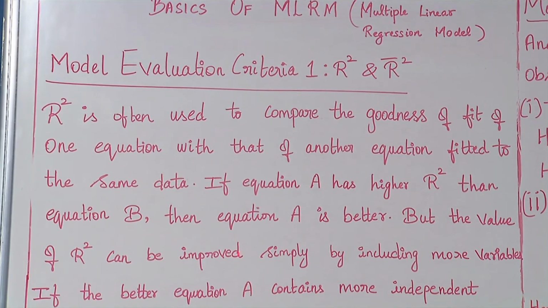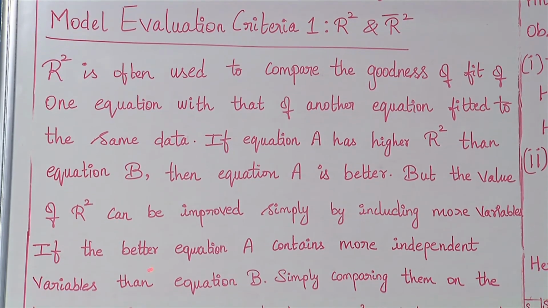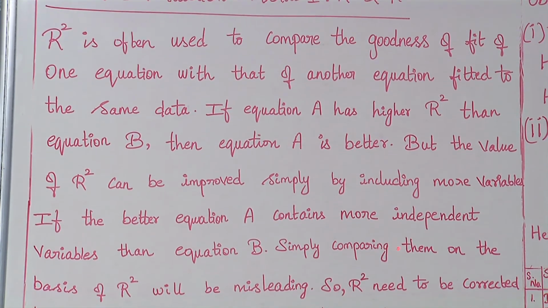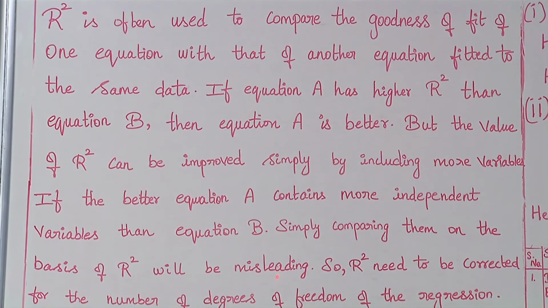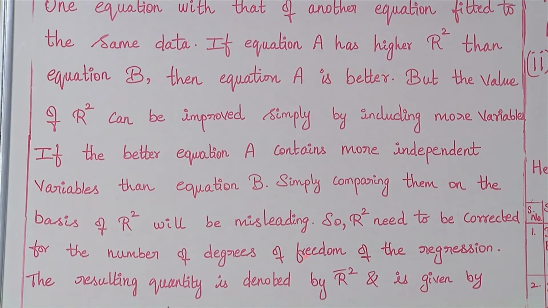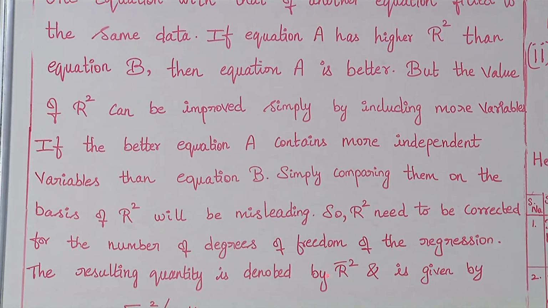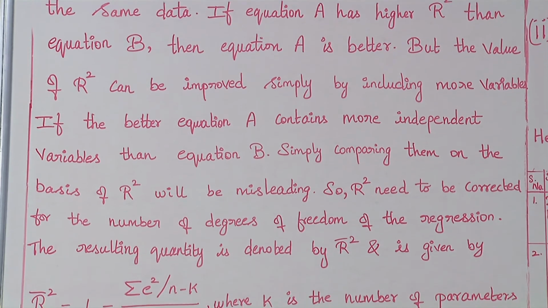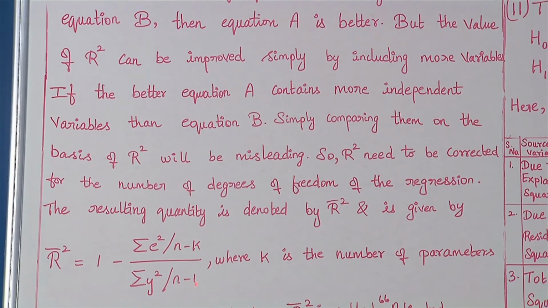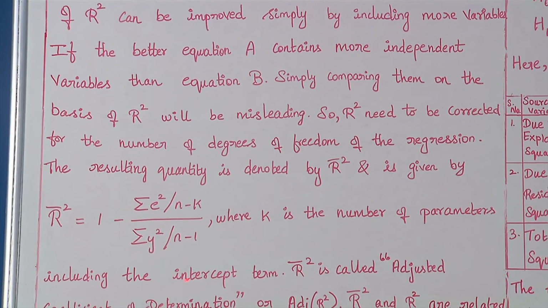but the value of R square can be improved simply by including more variables in the model. So, if the better equation A contains more independent variables than equation B, simply comparing them on the basis of R square will be very misleading. So, R square needs to be corrected for the number of degrees of freedom of the regression. The resulting quantity, denoted by R bar square, is given by R bar square equal to 1 minus sigma e square divided by n minus k, divided by sigma y square divided by n minus 1, where k is the number of parameters in the model including the intercept term.